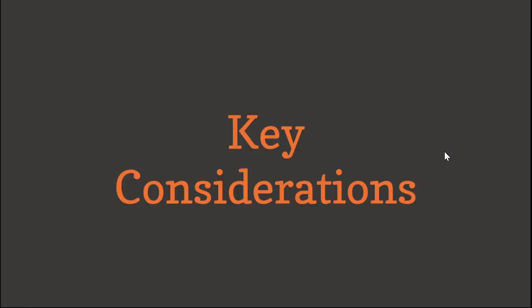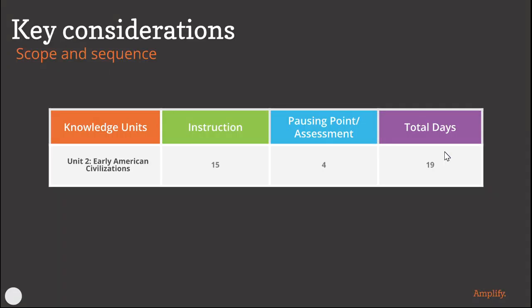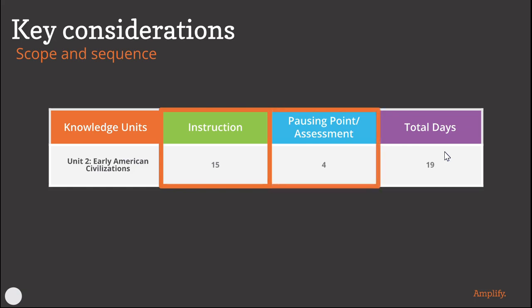Now, let's orient to some specifics within this unit. This unit contains 15 daily lessons. Each entire lesson will require a total of 90 minutes. This unit also includes 4 pausing point days that may be used for differentiation of instruction. The unit assessment occurs at the end of this unit, and there is 1 day set aside for that. We anticipate that this unit should take approximately 19 days.